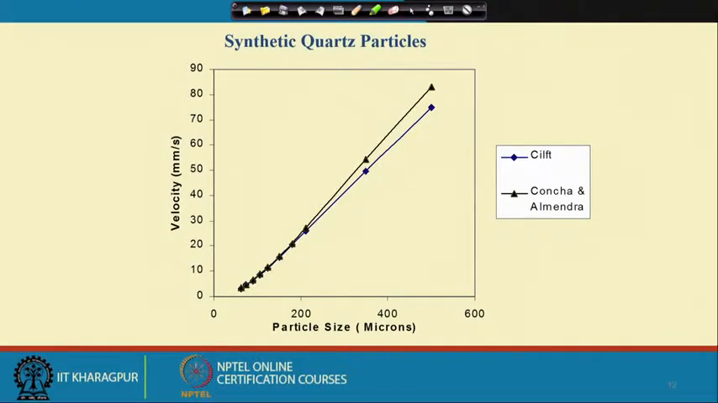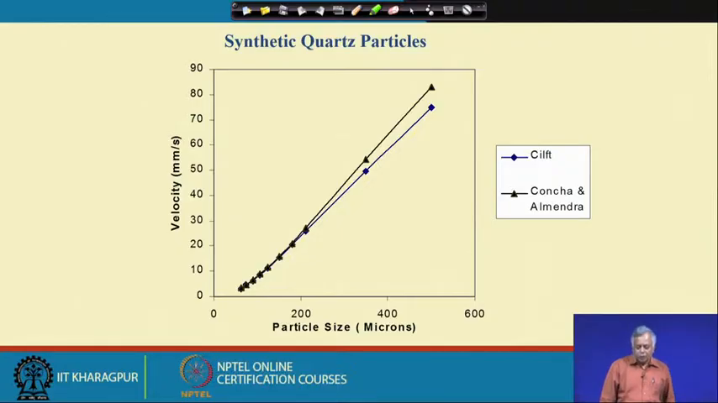Now, this is what I have tried personally, and you can also give it a try. Assume there are some synthetic quartz particles of different sizes, with a density of 2650 kg per meter cube. Try to predict their settling velocities at different sizes using the Concha and Almendra equation and the set of equations proposed by Clift et al.